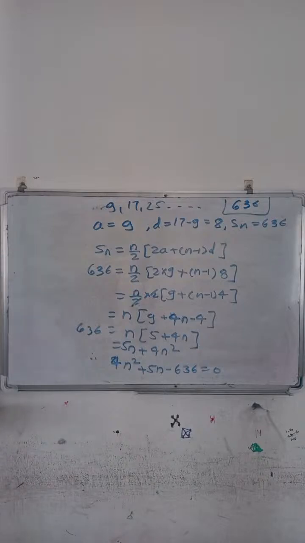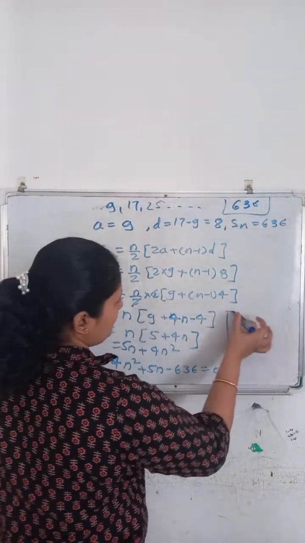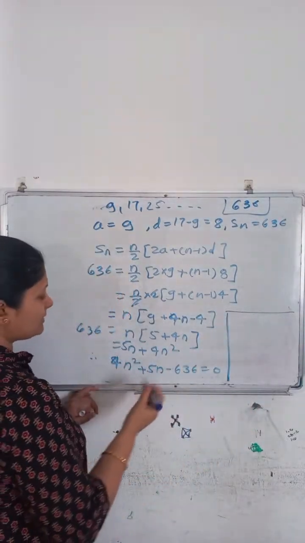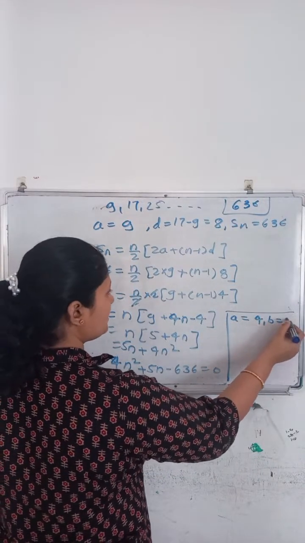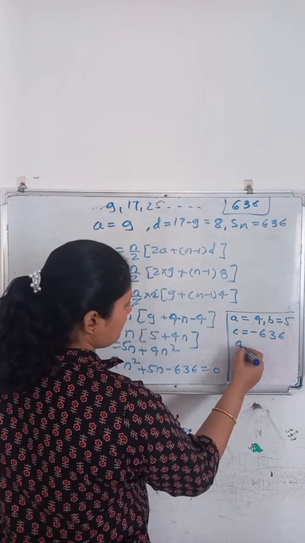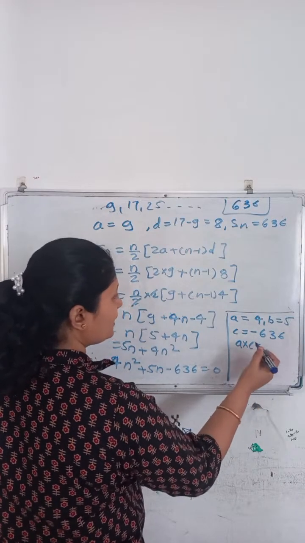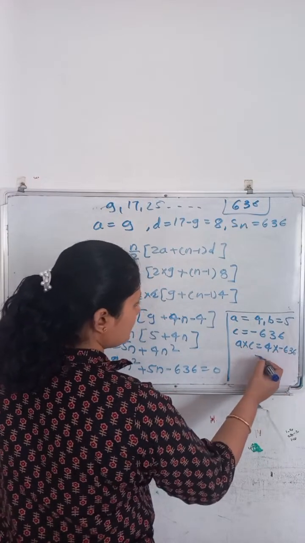Are you getting this? Now once you get this, go for factorization. If we compare with the standard equation, you can solve this by the splitting middle term method. A is nothing but 4, B is nothing but 5, C is nothing but minus 636. We are taking the multiplication of A into C, that is 4 into minus 636.